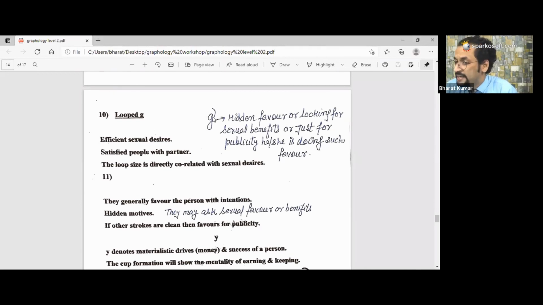Loop hook is there. Can you observe this? Please answer in the chat box. Are you able to observe this upper mild hook loop? Yes, because these kind of observations are very important. Okay, now they have hidden favor or looking for sexual benefit or just for publicity. That they just want to show I'm having this relationship.